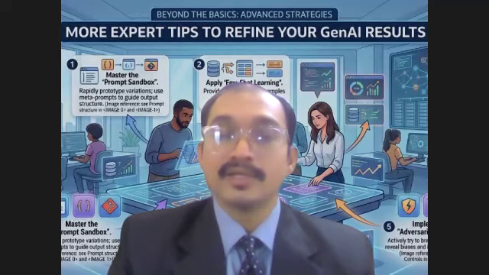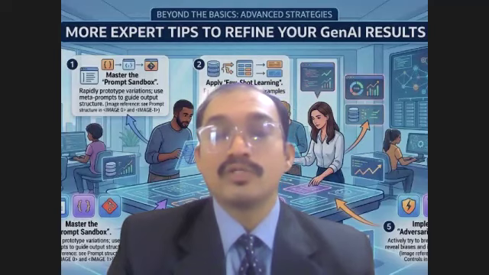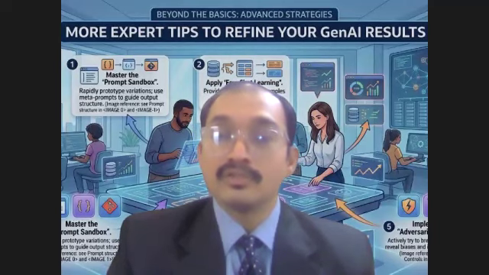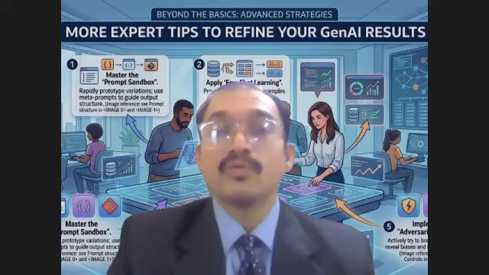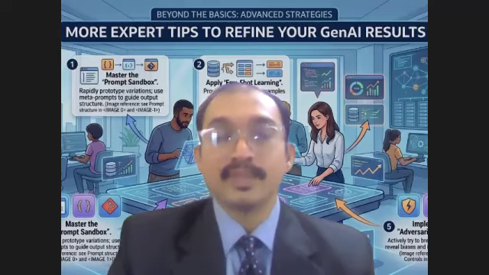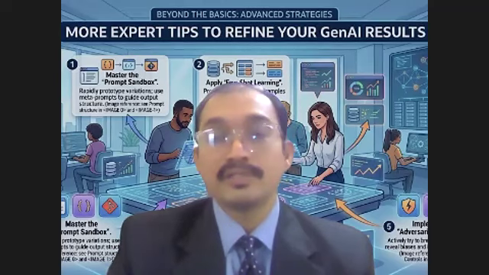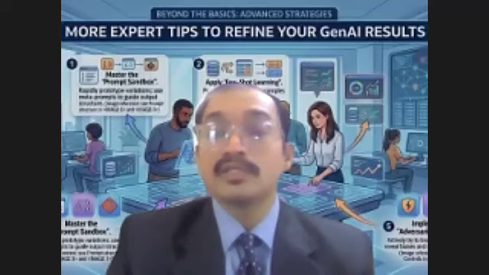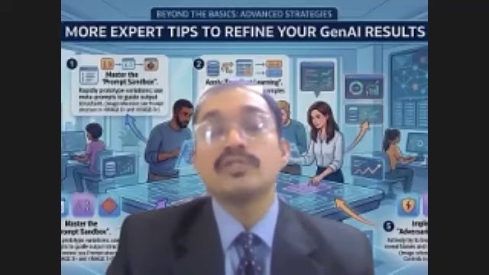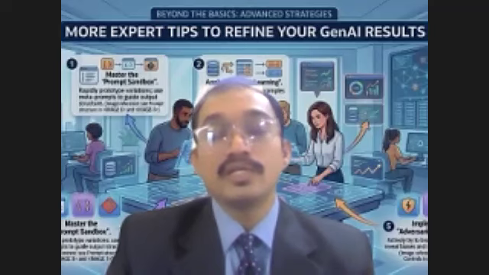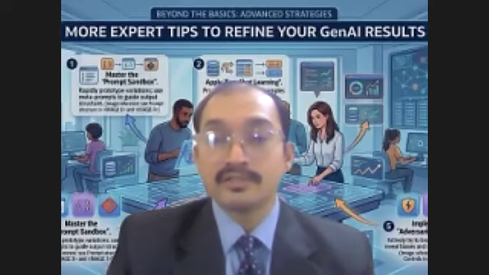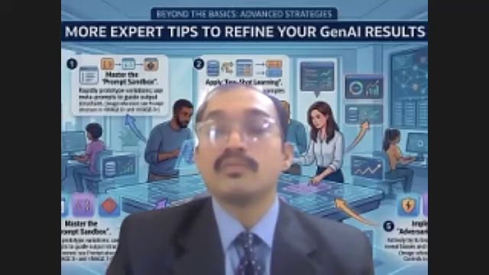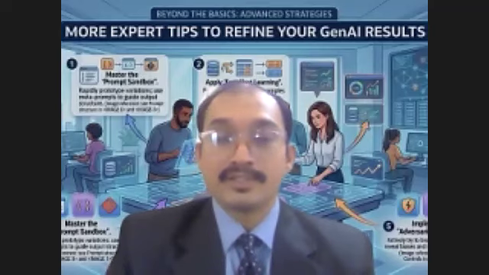Second in the list, chain of thought, COT prompting. Here we ask the model to think step by step to improve logical reasoning. A scenario where we use chain of thought prompting is when calculating complex cloud consumption costs, forcing the model to list each line item's calculation before the total prevents math errors.